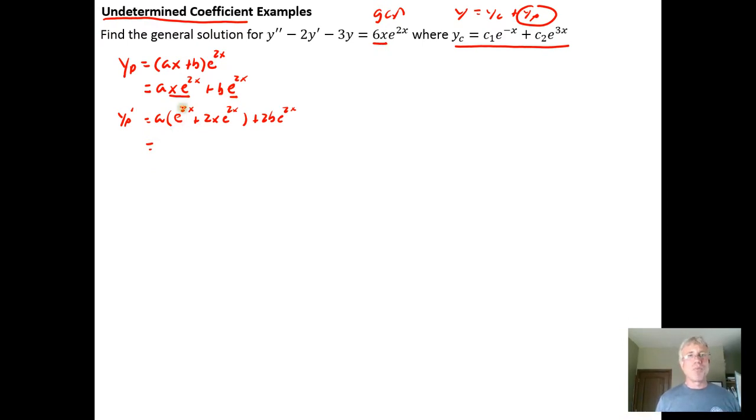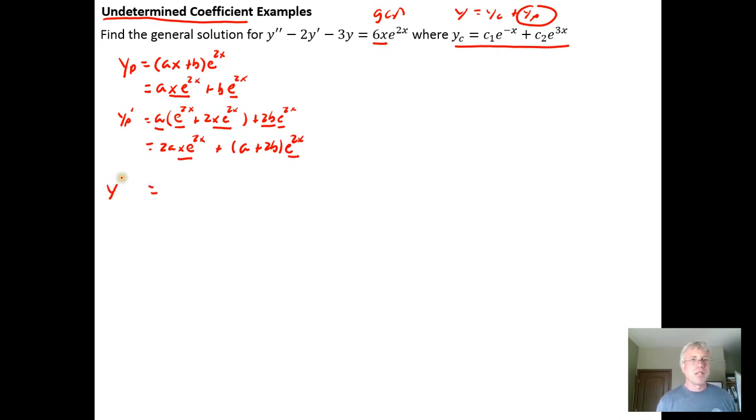So anything with just an e to the 2x, we want to get that together. So I'm going to get an a. I'm going to keep it consistent with what I have up here. So I'm going to get the x e to the 2x stuff first. So a times 2x e to the 2x is going to be 2ax e to the 2x. Plus, I'm going to have stuff that has just e to the 2x. So I'm factoring the e to the 2x off. I'm going to be left with an a plus 2b. And this will be times e to the 2x. So I have my x e to the 2x stuff and my e to the 2x stuff.